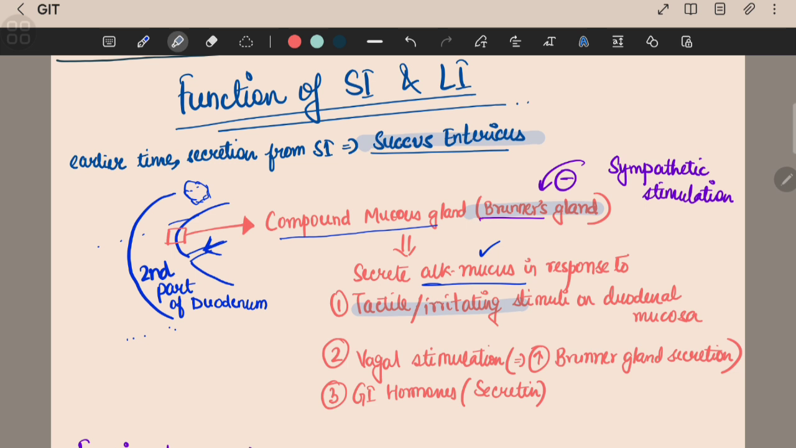It will be produced when there is chyme. The chyme will be released from the pyloric sphincter, and that can cause irritation. That irritation will act as a stimulus, and there will be production of alkaline mucus from the Brunner's glands. Or there can be vagal stimulation. Of course, vagal stimulation increases Brunner's gland secretion, and certain GI hormones like secretin will also increase the level of secretion. Sympathetic stimulation, remember vagus is basically parasympathetic, so any sympathetic stimulation coming will inhibit the secretion from the Brunner's glands.